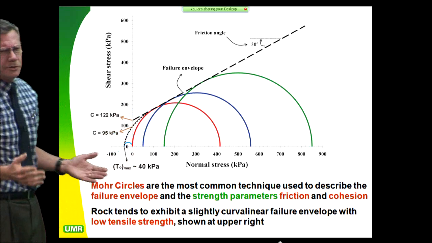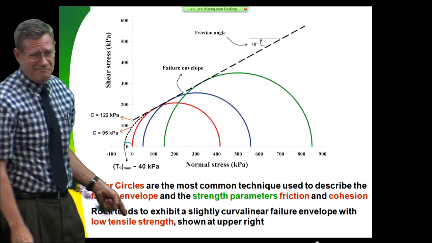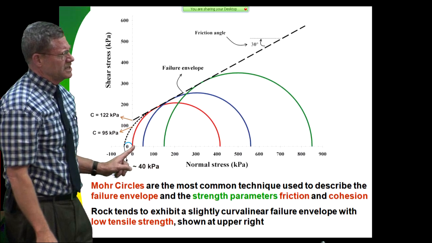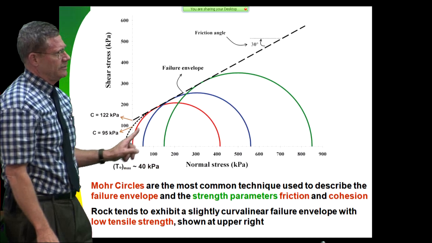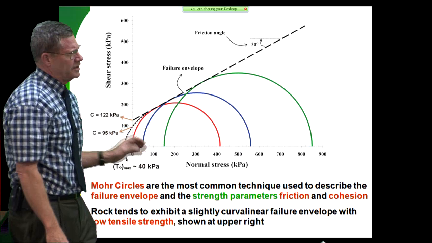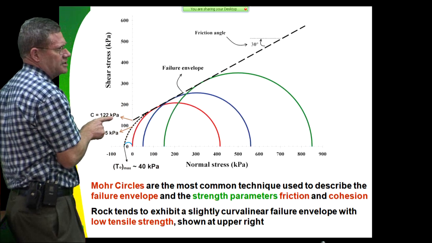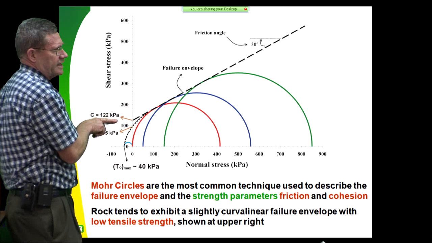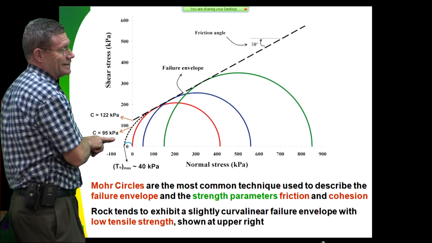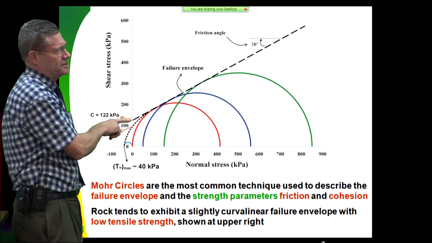Now, you're in big trouble if you have something that has very low tensile strength, as in carbonate cemented sandstones. They have very low tensile strength. So here, this little curve can be very, very small, which makes this failure envelope very, very steep. What you're trying to back out of all this are strength parameters, friction and cohesion. If you leave it to a young engineer, they'll tell you the cohesion here is 122 kilopascals. If you draw it the way you're supposed to draw it, you can see the cohesion's a lot less than that. Watch out.